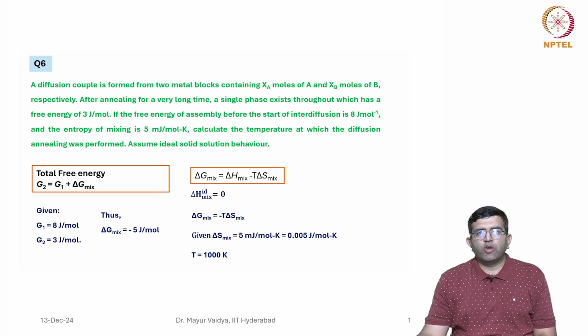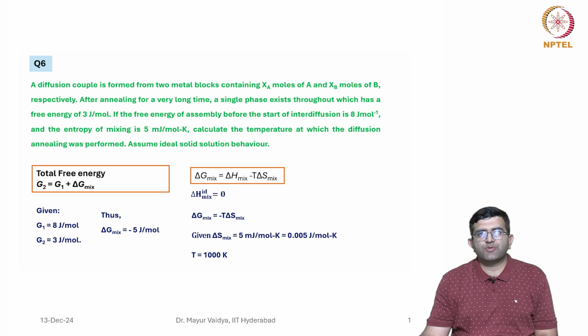So, now moving to question number 6. A diffusion couple is formed from two metal blocks containing XA moles of A and XB moles of B respectively. After annealing for a very long time, a single phase exists throughout which has a free energy of 3 joule per mole. If the free energy of assembly before the start was 8 joule per mole and the entropy of mixing is 5 millijoule per mole Kelvin, calculate the temperature at which the diffusion annealing was performed. So, assume the ideal solid solution behavior.